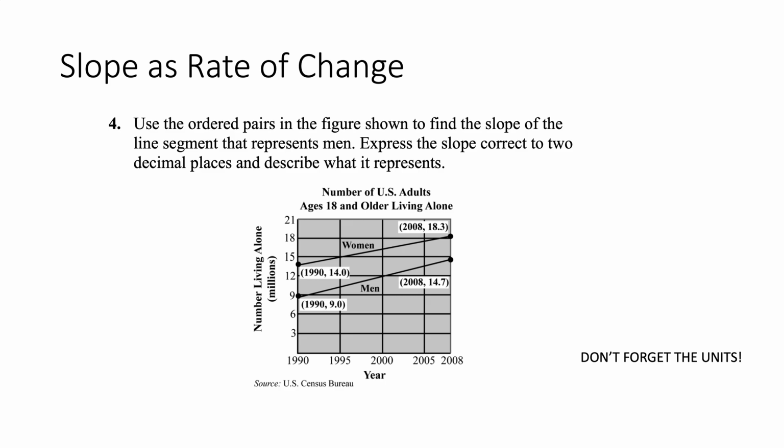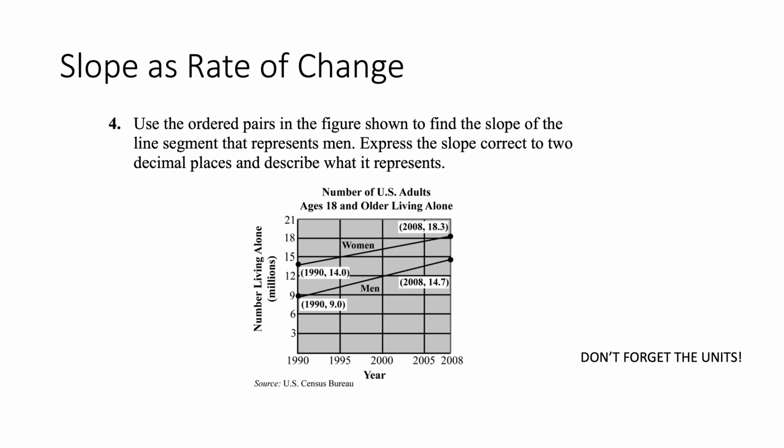Now, I'm going to change this question slightly. I'm going to ask you first to find the rate of change for women, and then second for men. That way we get 2 chances to practice it, okay? So let's have you try right now to find the rate of change of the number of U.S. adults, in this case women, ages 18 and older that live alone. And we're looking for the change from 1990 to 2008. Go ahead.